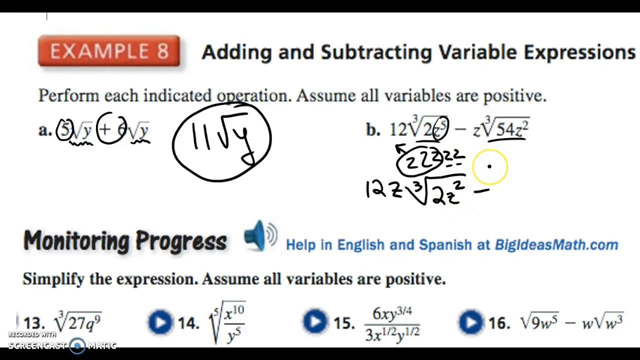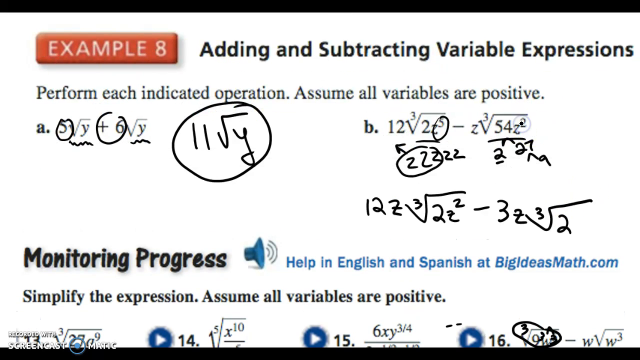Now let's look at the next radical. 54 is pretty big. You can factor tree that down. 2 times 27, 3 and 9, and this will be 3 and 3. So I have a trio of 3's that can come out. So 3 comes out, and I have my cube root. What's left over? This 2 underneath is left over, and the z squared is left over underneath. So now these two are the same, and I can subtract 12z minus 3z and get a total of 9z cube roots of 2z squared.